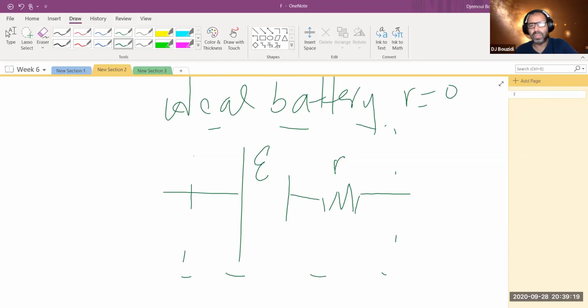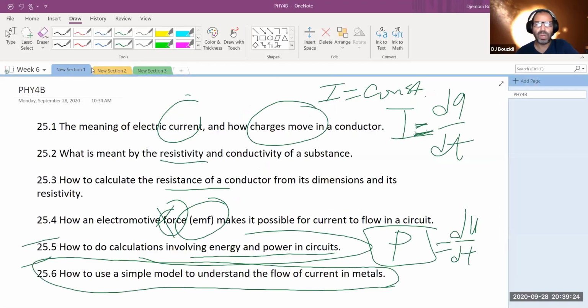So this is in terms of batteries and electromotive forces. We will come back to this concept more down the road.